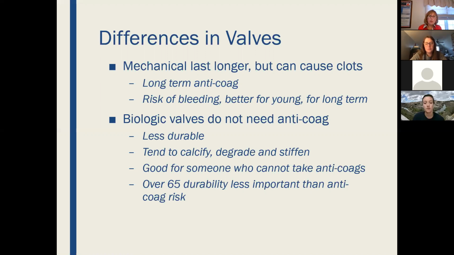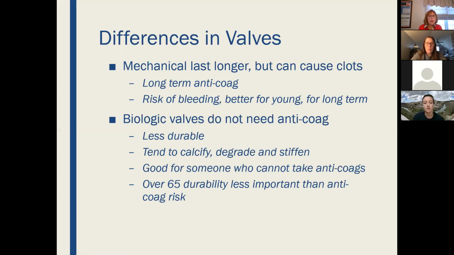Now, the biological valves do not need long-term anticoag therapy. Probably for surgery, they will. Like we treat a surgical patient and we give them Lovenox or whatever, we'll keep you on something for a little bit, but within a couple of weeks, they are no longer on anticoags.